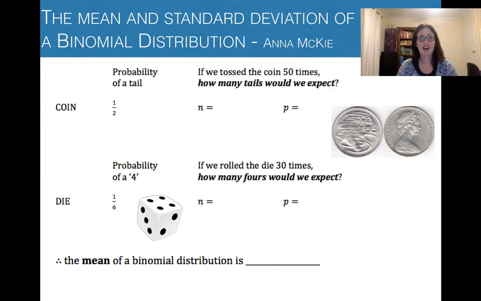Hello, I'm Anna Mackay, and this video is on the mean and standard deviation of a binomial distribution. So what does that all mean? Let's think about some examples that we are familiar with.